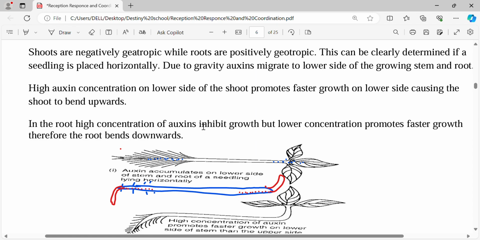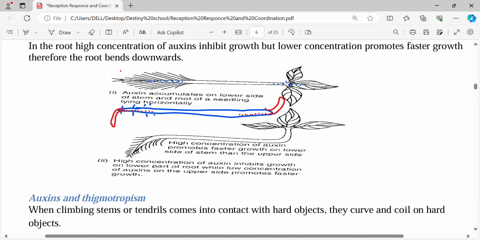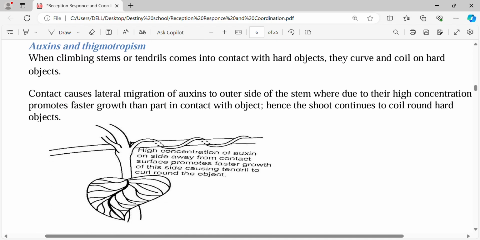Let's talk about the root. In the root, high concentration of auxins inhibits growth, but lower concentration promotes faster growth rate. Therefore, the root bends downwards. I believe that was very clear.